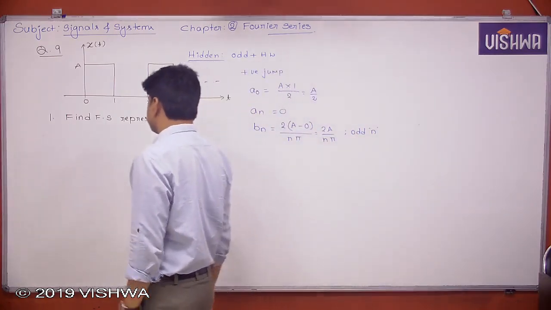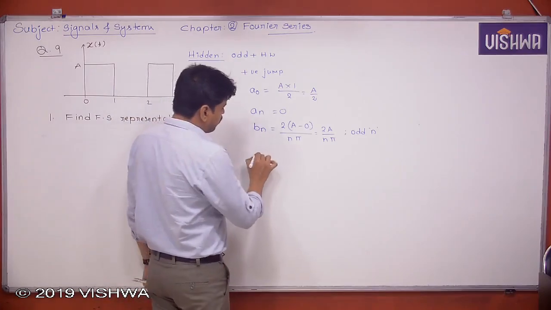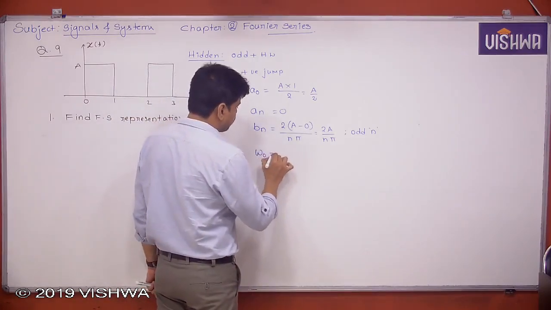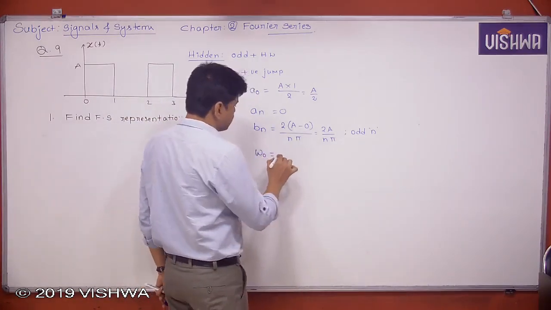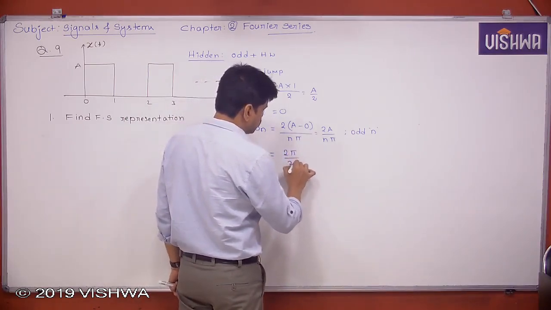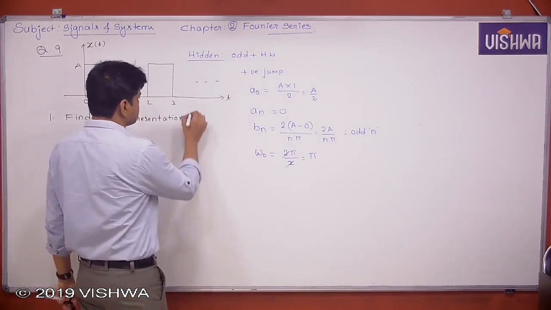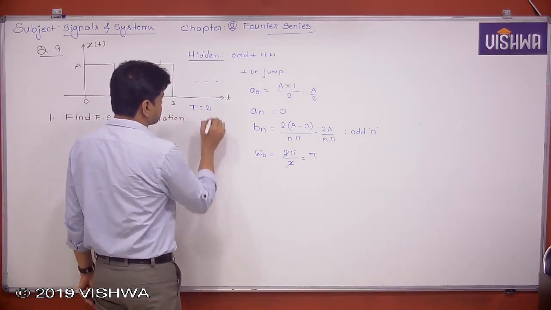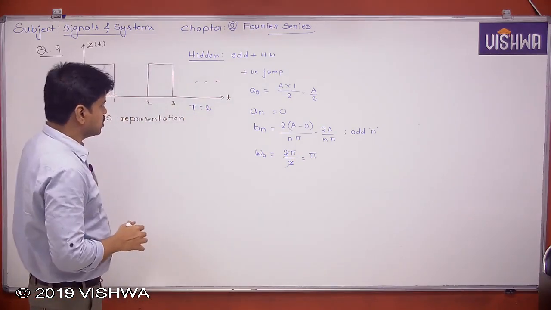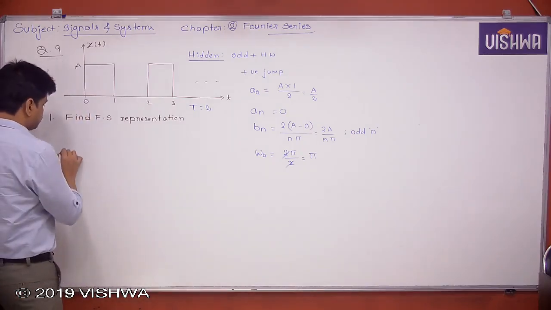One more thing. What is the omega naught value here? Fundamental frequency omega naught is 2 pi by T. That is 2 pi by 2, so the 2 gets cancelled, giving pi radians per second, because the time period for this is 2 seconds. Now you can write x of t.